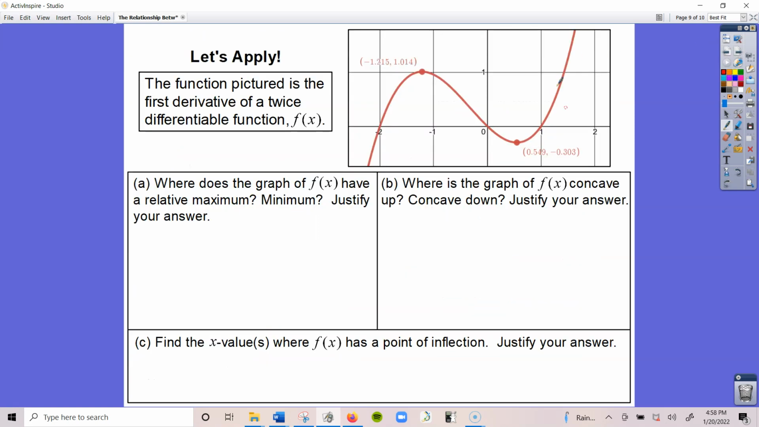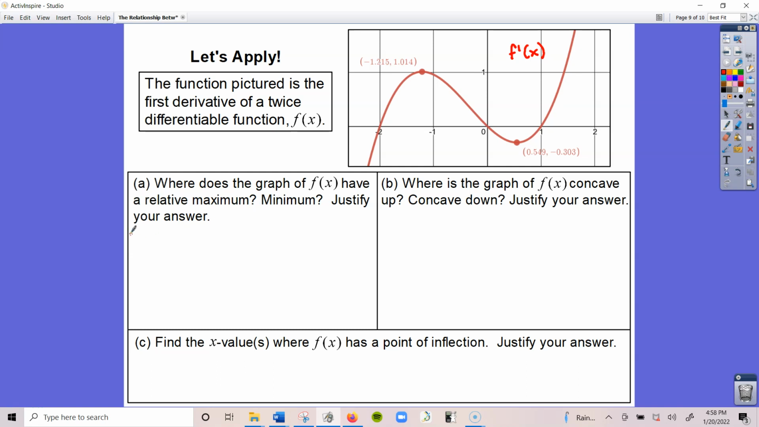So let's practice. The function pictured is the first derivative of a twice differentiable function. When you see this twice differentiable, that just means that we can take the derivative twice. That's all it is. So this is f prime of x. So let's see how we do here. Where does the graph of f of x have a relative maximum, minimum, and justify your answer?